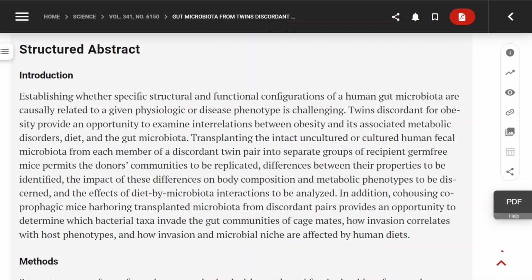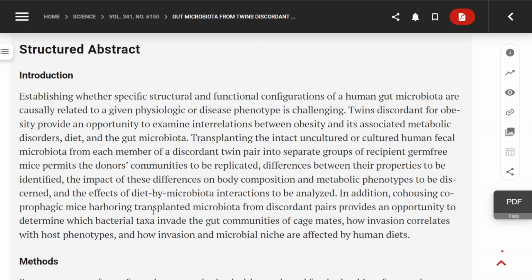Establishing whether a specific structural and functional configurations of human gut microbiota are causally related to given physiologic or disease phenotype is challenging. Twins Discordant for Obesity provide an opportunity to examine interrelations between obesity and its associated metabolic disorders, diet, and the gut microbiota. Transplanting the intact, uncultured, or cultured human fecal microbiota from each member of a discordant twin pair into separate groups of recipient germ-free mice permits the donor communities to be replicated, differences between their properties to be identified, and impacts of these differences in body composition and metabolic phenotypes to be discerned, and the effect of diet by microbiota interactions to be analyzed.